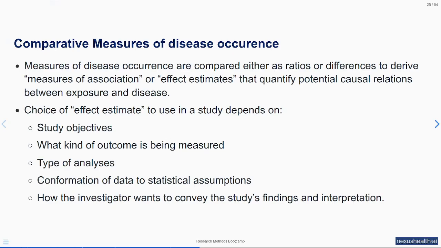We have comparative measures of disease occurrence. These measures of disease occurrence are compared either as ratios or differences to derive measures of association or effect estimates that quantify potential causal relations between exposure and disease. The choice of the effect estimate that we use in a study will depend on the following: the study objectives, what kind of outcome is being measured, the type of analysis that we have done, and conformity of the data to statistical assumptions. It could also depend on how the investigator wishes to convey the study's findings and interpretation.